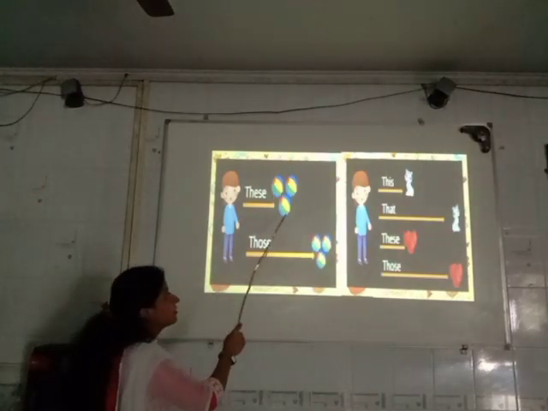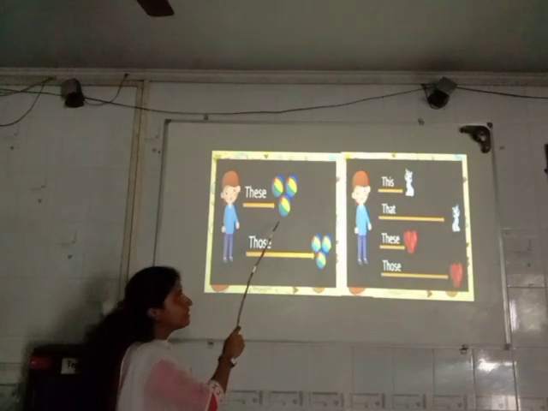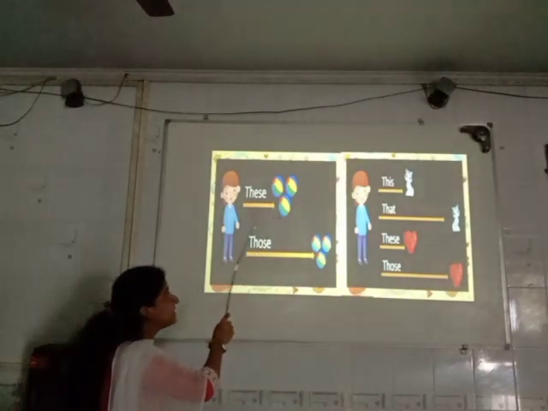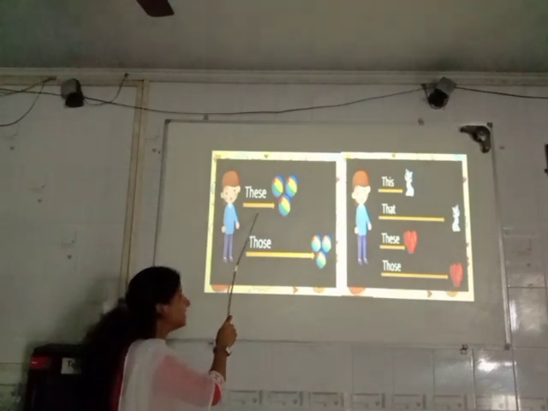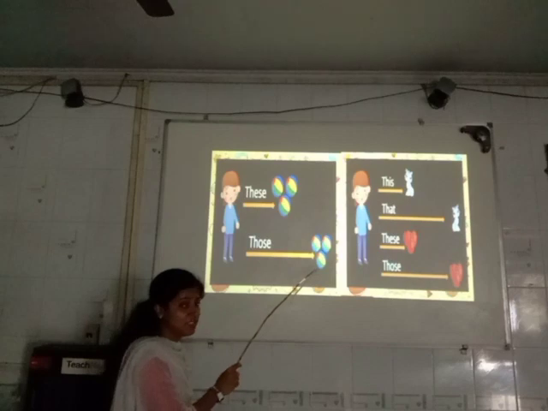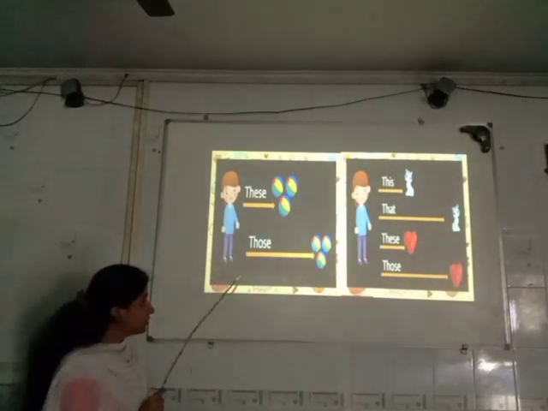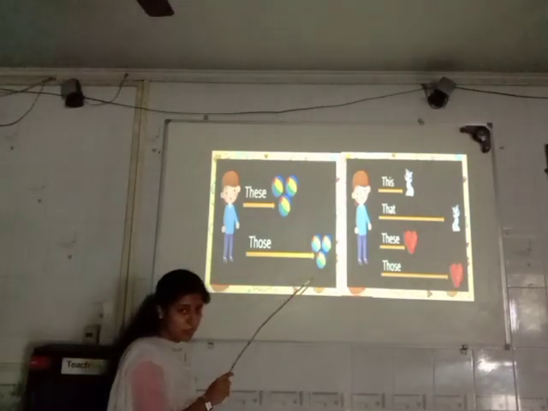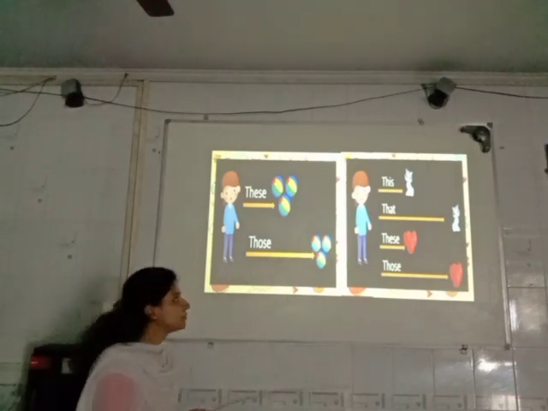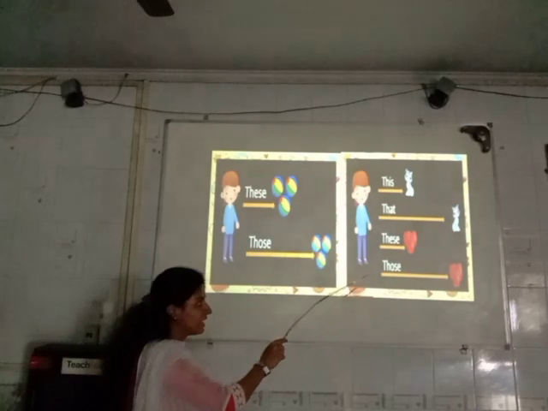These are balls. It is more than one number, it is in plural. So these, and it is near to us. That's why we use these. And here, those. It is far from this boy. So we use those, because it is far from this boy and it is in plural. It is more than one. So once again we will see this, that, these and those.